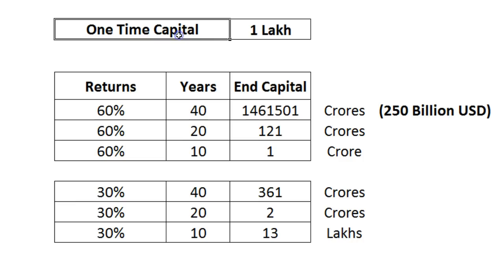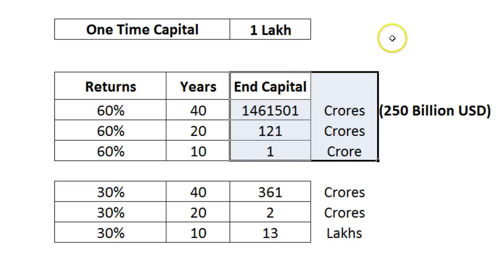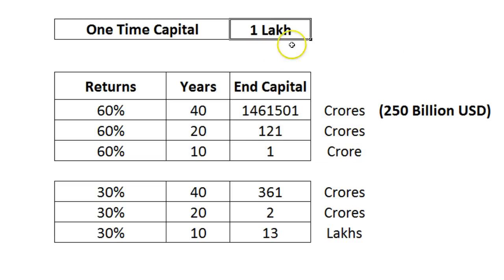Assuming one has a capital of 1 lakh rupees to start with for trading or investment, and you can make 60% returns consistently for a period of 40 years, consistently for a period of 20 years, and consistently for a period of 10 years. So this is the end capital that you will end up with after the profits. And when I say 1 lakh, it's a very affordable capital for most retail traders themselves.